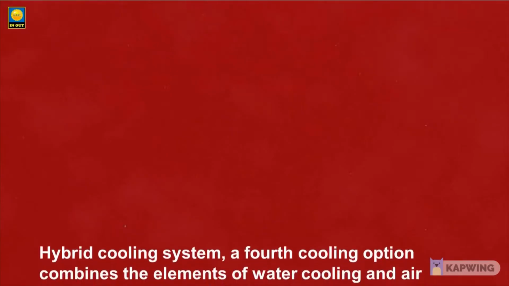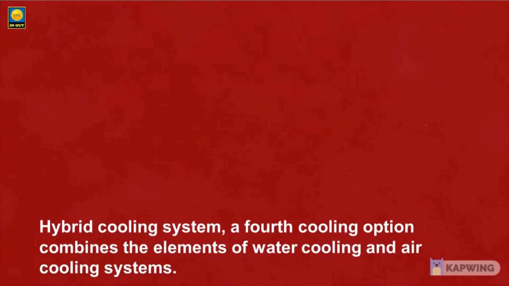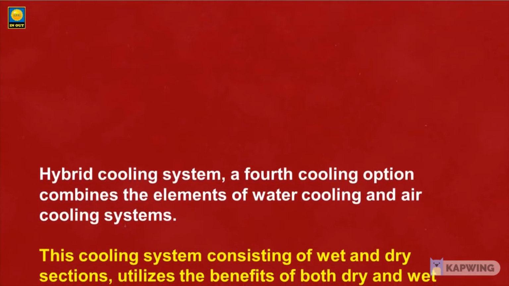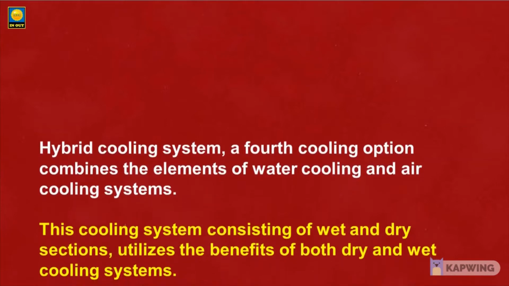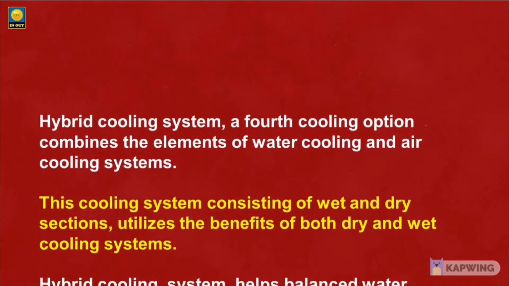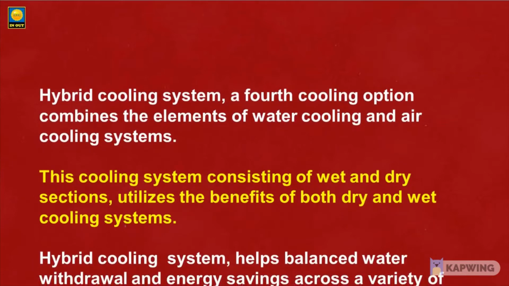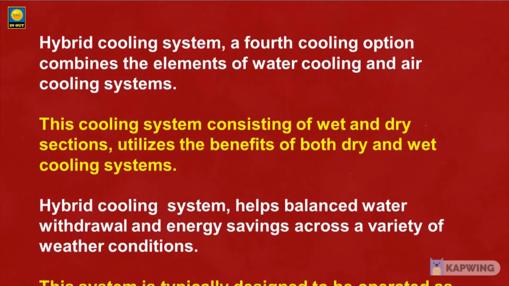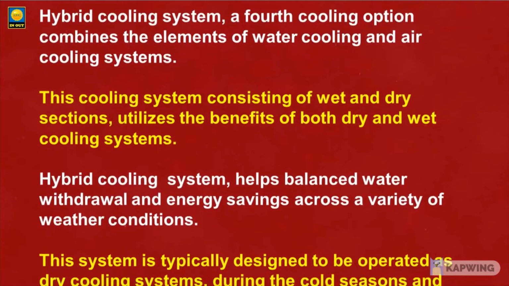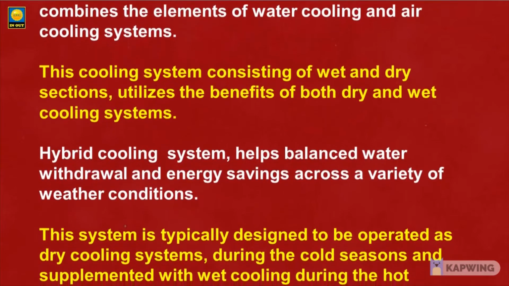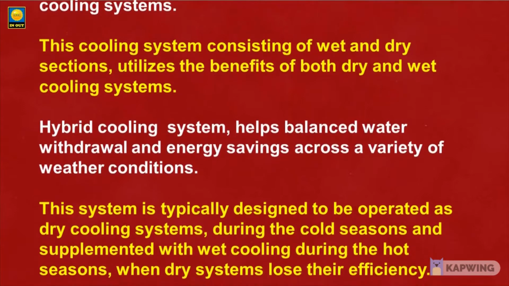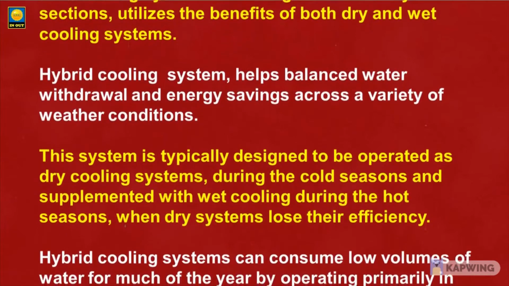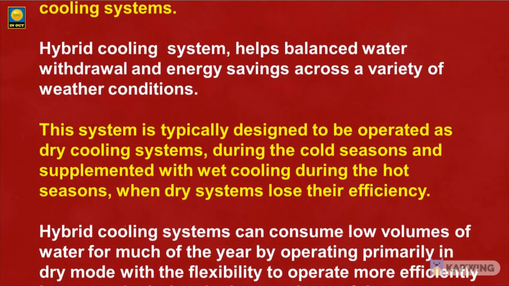Hybrid cooling system, a fourth cooling option, combines the elements of water cooling and air cooling systems. This cooling system, consisting of wet and dry sections, utilizes the benefits of both dry and wet cooling systems. Hybrid cooling system helps balance water withdrawal and energy savings across a variety of weather conditions. This system is typically designed to be operated as a dry cooling system during the cold seasons and supplemented with wet cooling during the hot seasons when dry systems lose their efficiency.